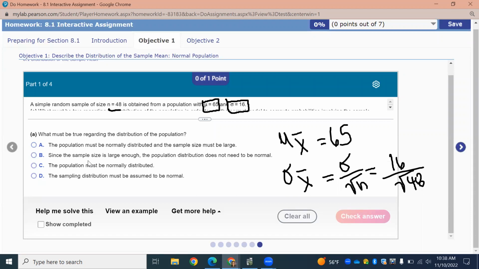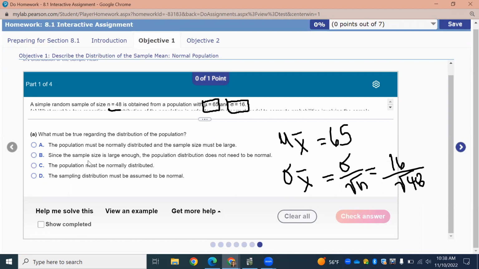So these are those lovely SAT style questions. First of all, it's nice if the population is already normally distributed, but it doesn't have to be, as long as the sample size is big enough, which needs to be, our textbook says, 30. Okay. So for A, the population must be normally distributed and the sample size must be large.